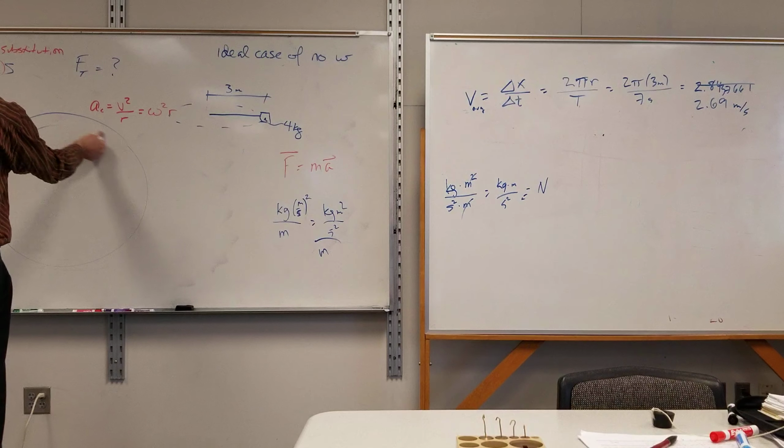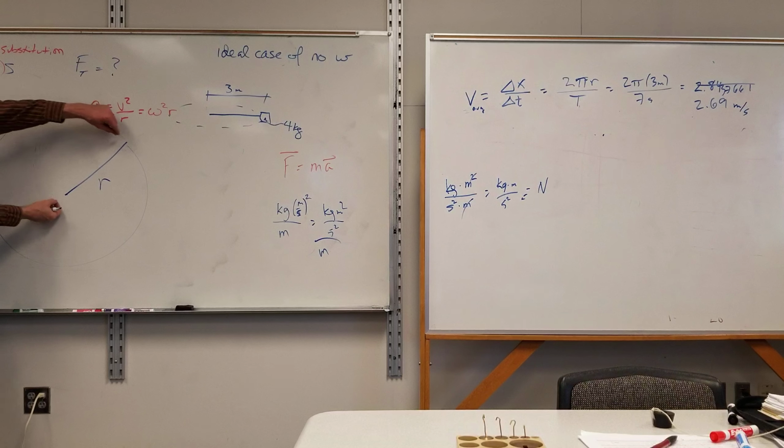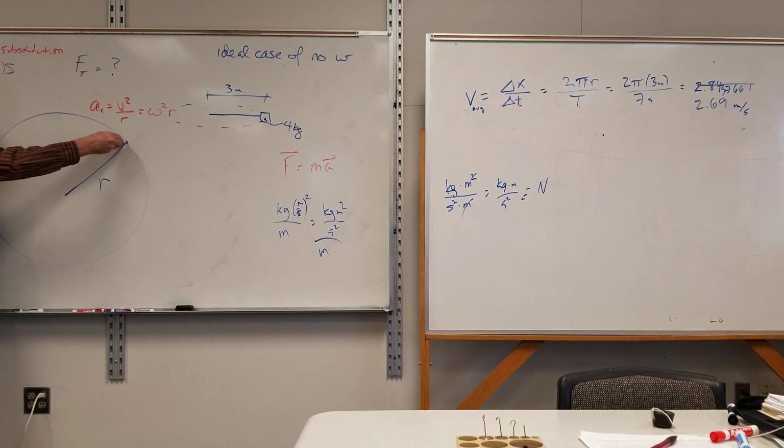Not my worst, not my best. All right, somewhere around there. So I have my radius here. Imagine that's a string and you just wrap it around the edge here, so that this arc length here is r.